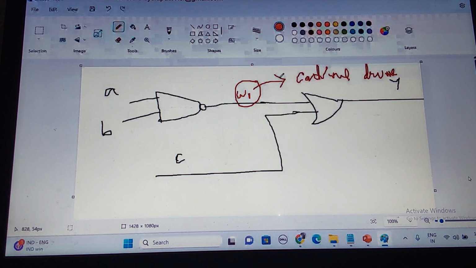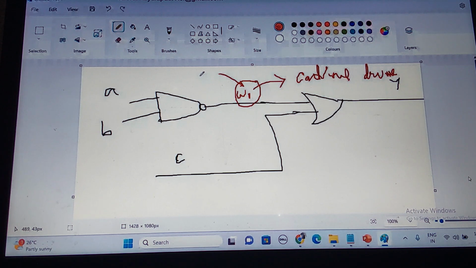So when A changes and B changes, Y also changes. Y1 also changes. So it is not capable of storing data. It is not going to retain the data, so we call it a continuously driven data type. So a net is a continuously driven data type. It is not going to store data. Do you understand?